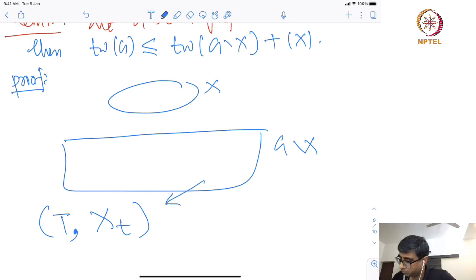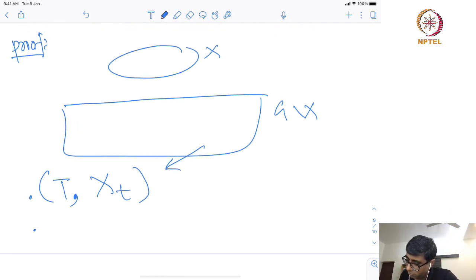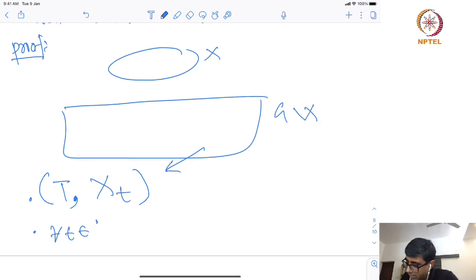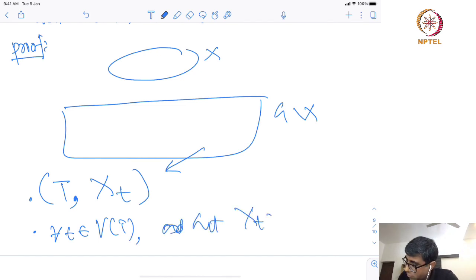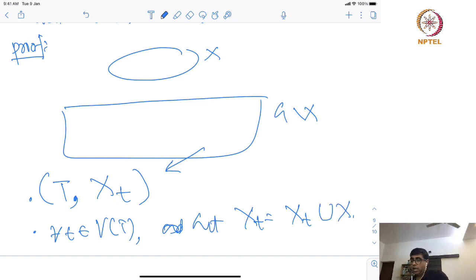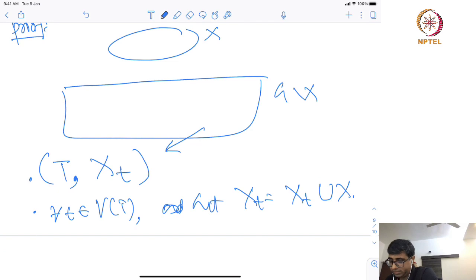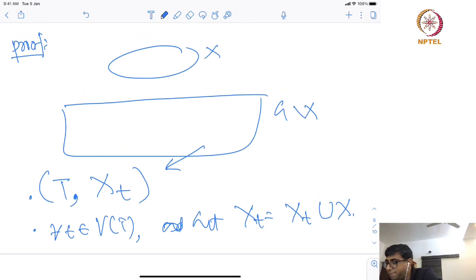Now what will we do? For all t in V(T), let Xt equal Xt union X. Now that's it. Let's see why all 3 properties are satisfied. Look at every vertex. Every vertex of G minus X already appeared in some Xt, and every vertex in X appears everywhere. So this is perfect.